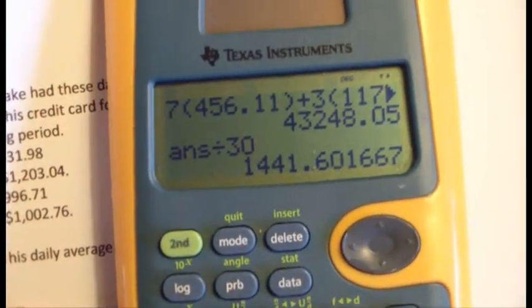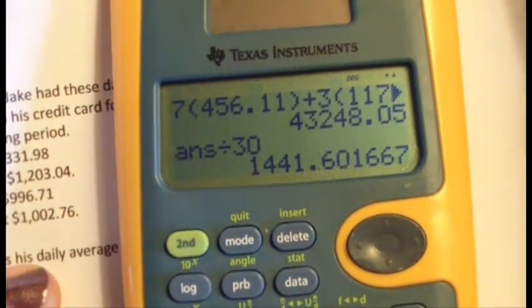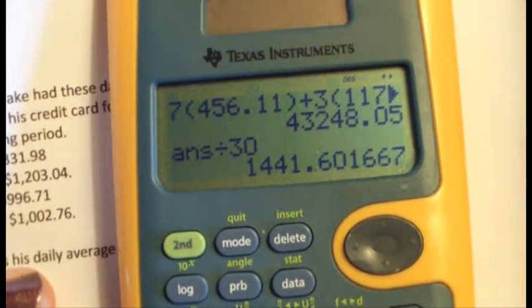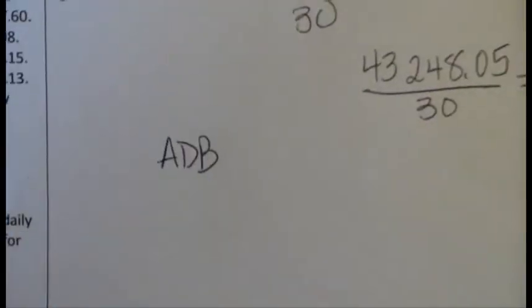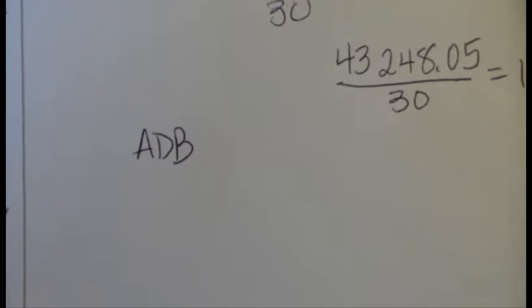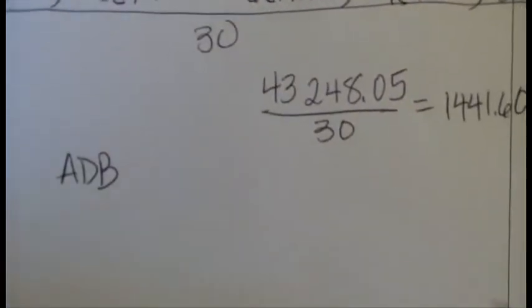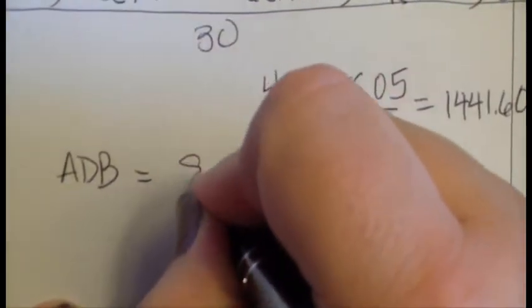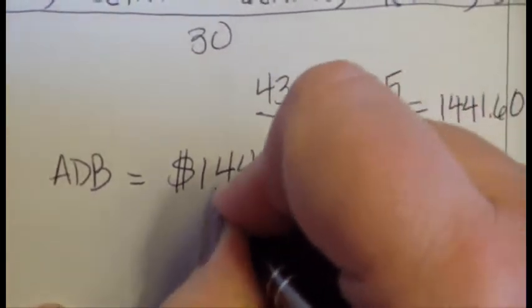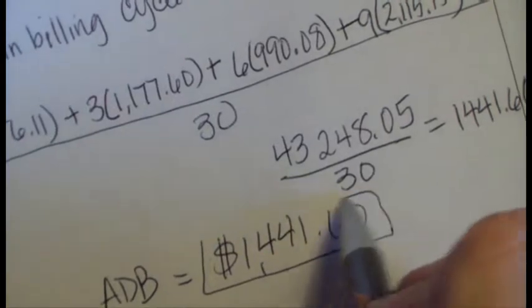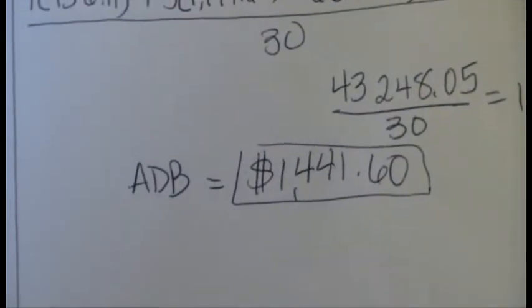And so we end up with $1,441.60. That's her average daily balance, or ADB for short, instead of writing out average daily balance each time, if that's fine with you. And so her average daily balance is $1,441.60. When they calculate her finance charge, that's the total they'll use.